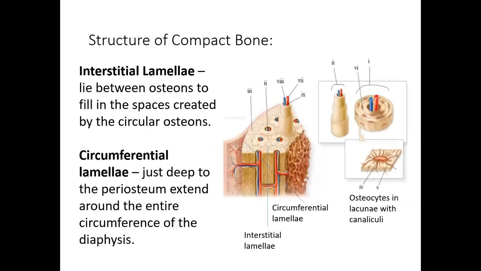All right, 22. What are some additional structures of compact bone? Those structures are the interstitial lamellae and the circumferential lamellae. Both structures are internal. The first lies between the osteons to fill the space created by the circular osteons. And the second is just deep to the periosteum, and it extends around the entire circumference of the diaphysis of long bones.